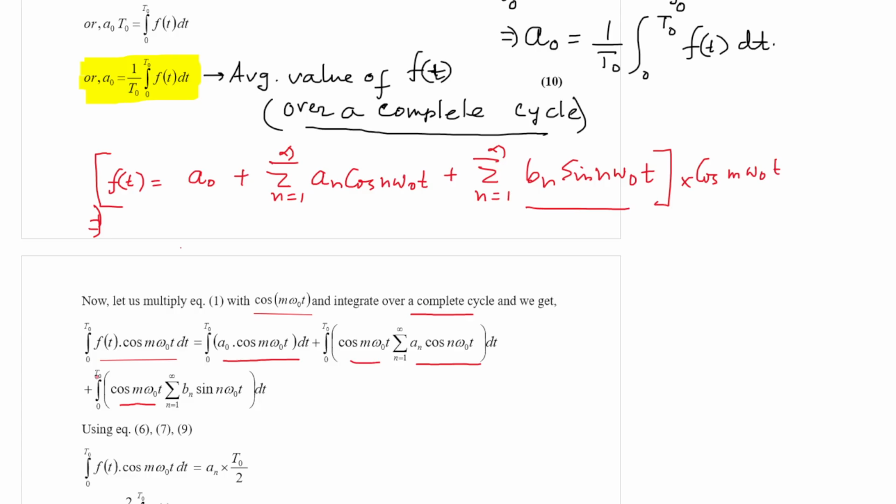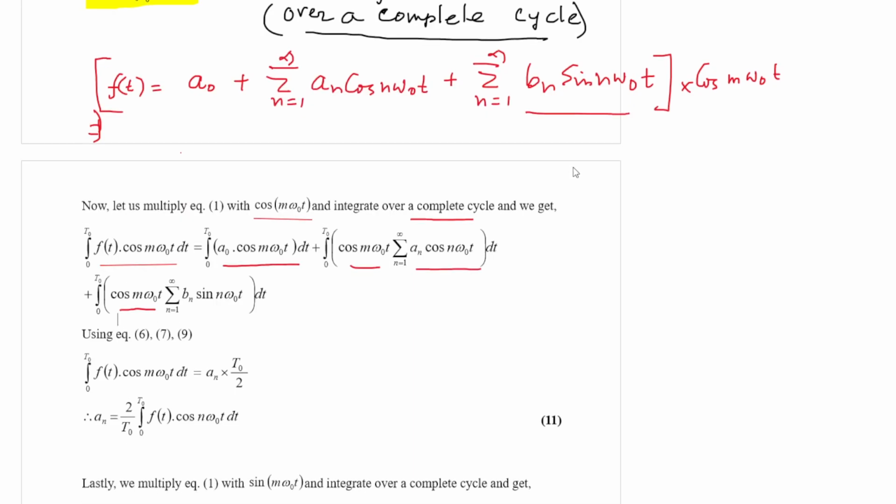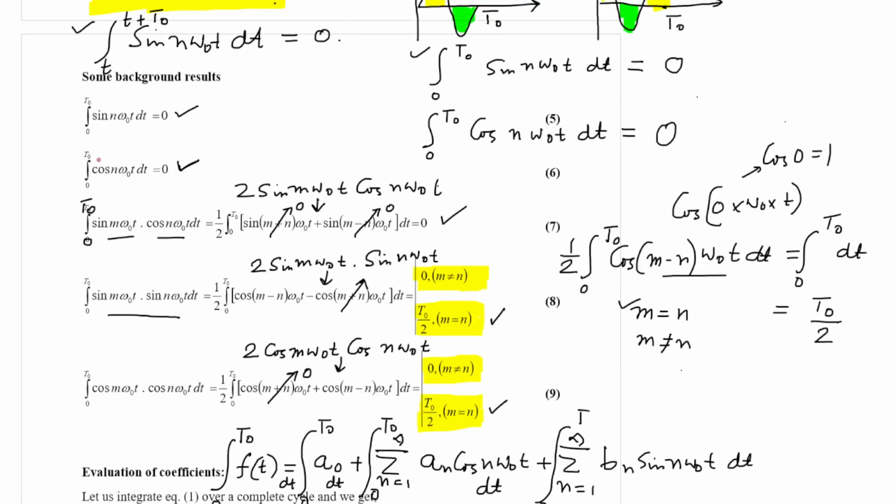So let us now apply the previous result. You see now there is A0 into cos m omega naught t. It is only a cos, so you know the integration of a cosine signal over a complete cycle will be 0. Now if we multiply cos and sine and integrate over a complete cycle, it will be 0. We have seen this result already: sine into cos gives you 0.